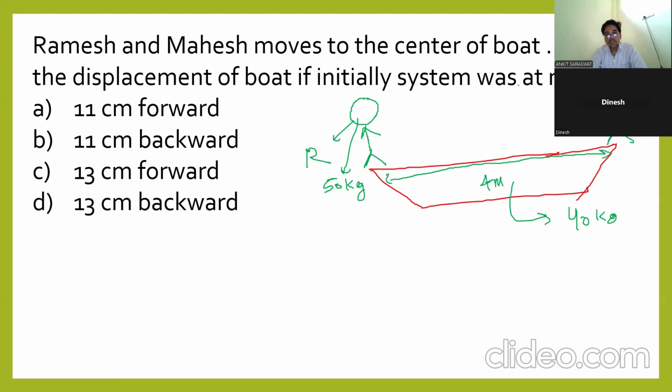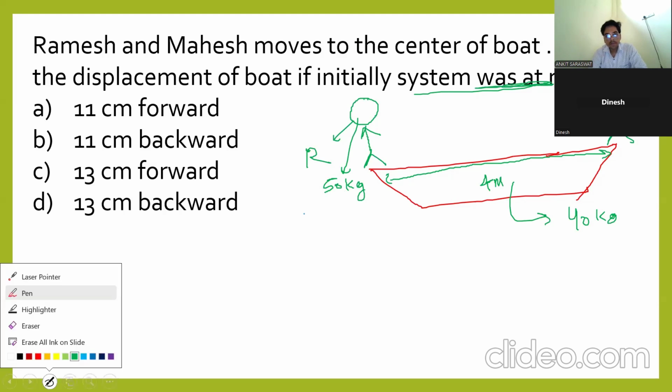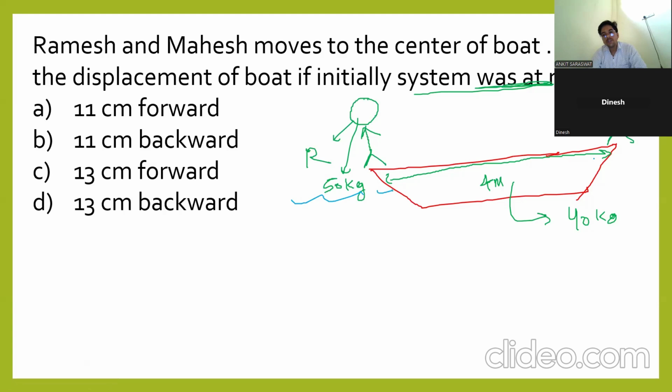So they have mentioned initially the system is at rest. You can take this boat, Mahesh, and Ramesh as the system. The boat is in the water. They are saying Ramesh and Mahesh move to the center of the boat. The center of the boat is here, 2 meter. He is moving 2 meter with respect to the boat. He is also moving 2 meter with respect to the boat.